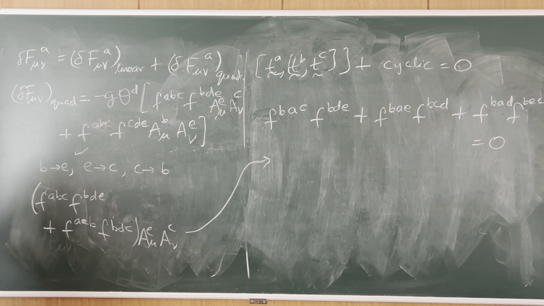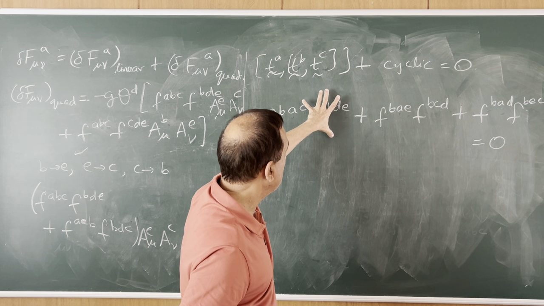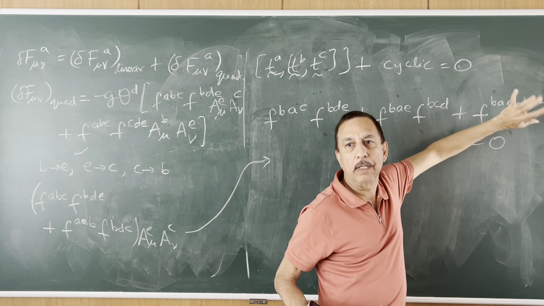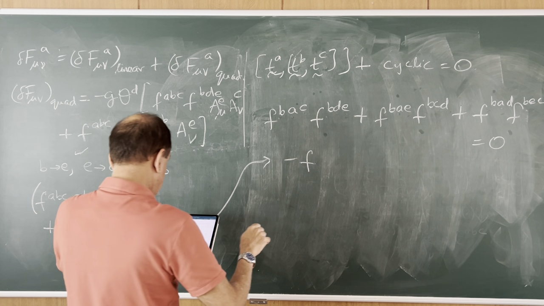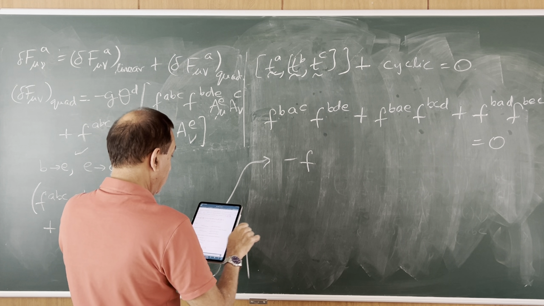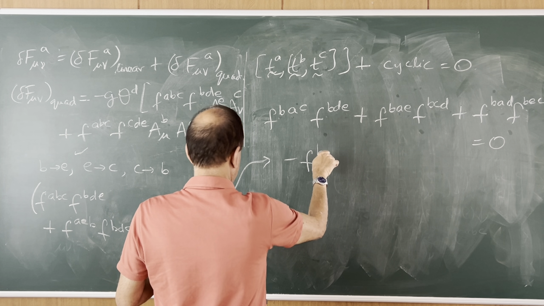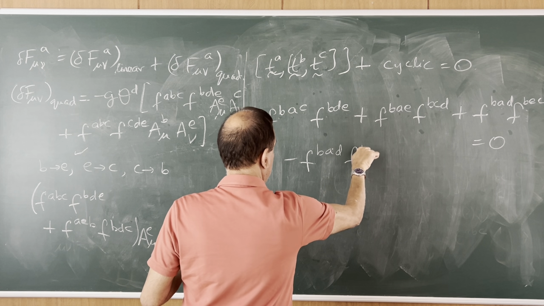And when I do all that, this pair of terms will add up to one term. That Jacobi identity is almost always used to take two terms and write them equal to minus of a third term with a different placement of indices. So this becomes minus f of a b, b a minus f of, in this case, b a d, f of b e c.